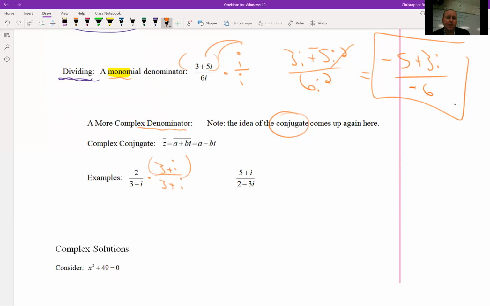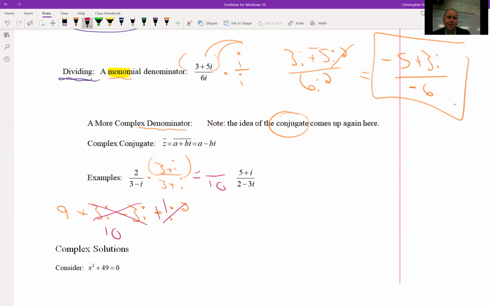So 3 times 3 is 9. 3 times i is plus 3i. 3 times negative i is minus 3i. Ooh, isn't that nice? Negative i times positive i is negative i squared. So what happens now is the middle cancels out. This becomes negative 1, so it becomes plus 1. So now my denominator is plain old 10. Oh, that's pretty nice.